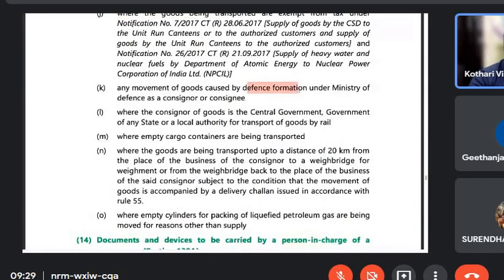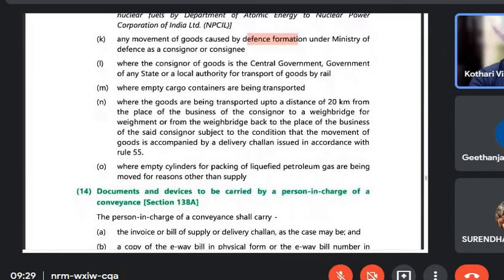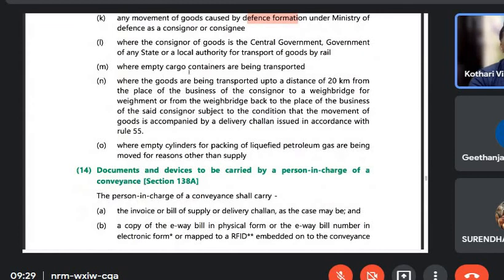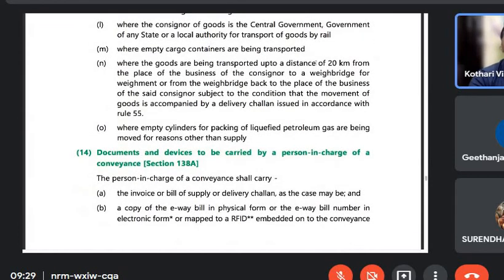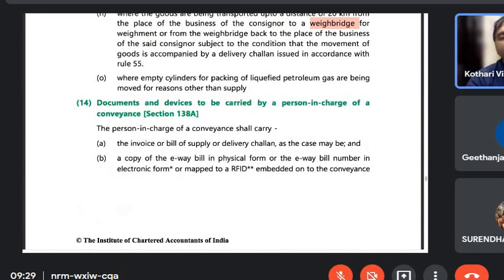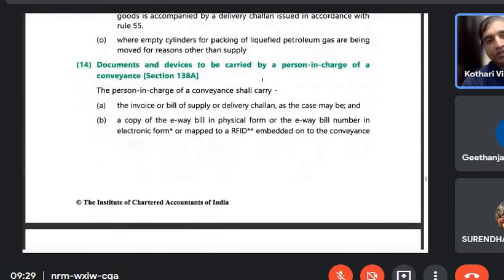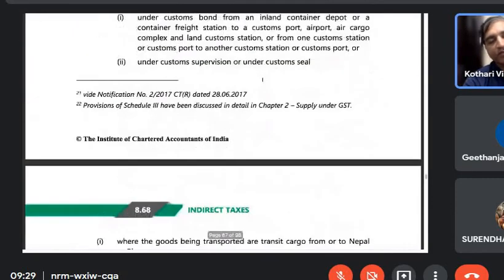Movement by central government, state government, or local authority of goods by rail, e-way bill not required. Empty cargo containers transported, not required. Goods being transported up to 20 kilometers to the weighbridge, e-way bill not required. Empty cylinders for packing LPG, there also e-way bill is not required. So these are the exemptions from e-way bill.